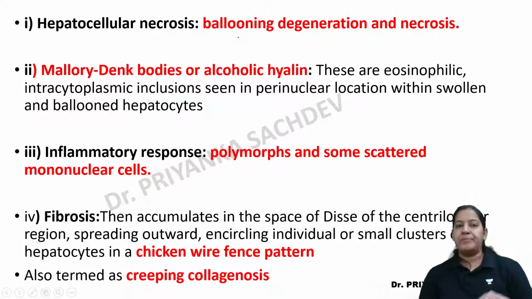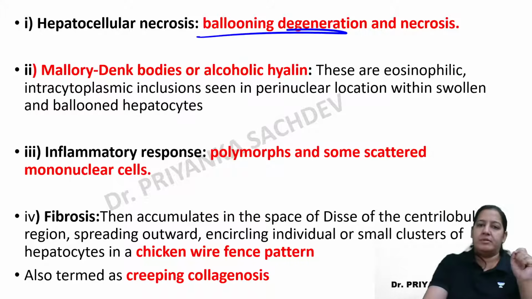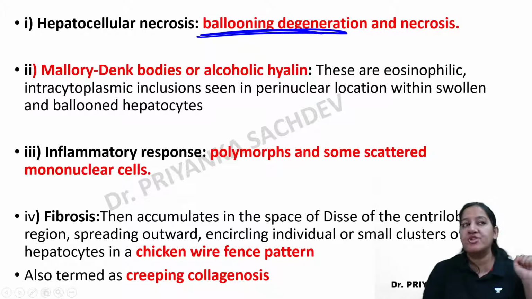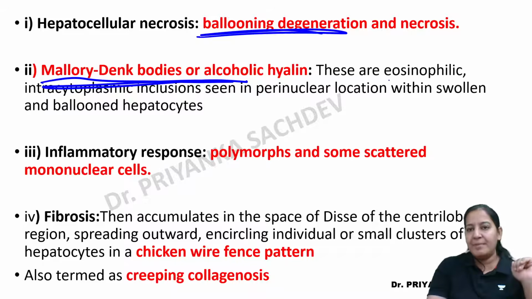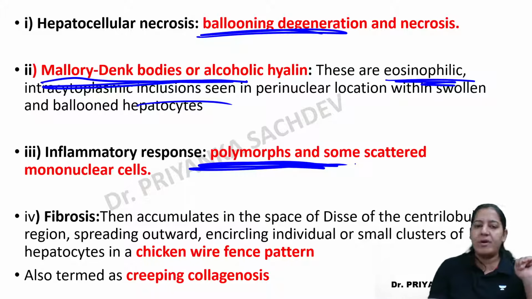So in stage 2, 4 things are there. I am teaching you stage 2. The first thing is balloon degeneration. Some of the hepatocytes show balloon degeneration. Some of the hepatocytes show Mallory-Denk bodies. Mallory-Denk body means eosinophilic inclusion bodies in the cytoplasm. The third is the neutrophils. The background has the neutrophils.